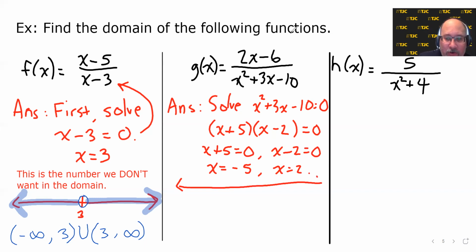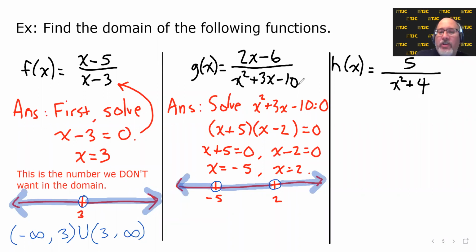Now, it's not necessary to draw the number line, but if it helps you write the domain in interval notation, you should do it. I drew a number line with -5 and 2. -5 being less than 2 is to the left of 2. And now I'm going to shade in everything except those two numbers. So from -infinity to -5, from -5 to 2, and from 2 to infinity. Notice I did not shade in -5 and 2 because I'm going to draw an empty circle on them.